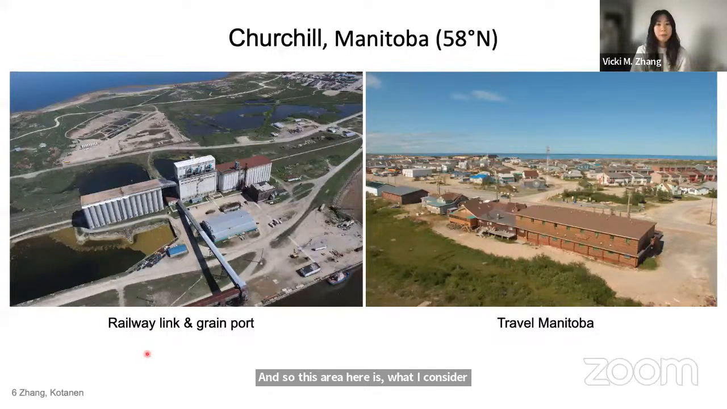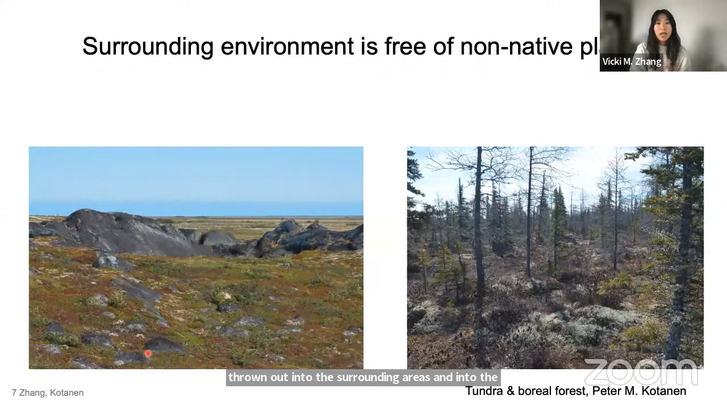It's been heavily bombarded by non-native species, where anything that wasn't grain was simply thrown out into the surrounding areas and into the filling up the local dumps and around buildings. However, almost all of these non-native species that have bombarded Churchill have been restricted to the town footprint. Very few have escaped these human disturbed areas, even though they've been here for over 60 years.